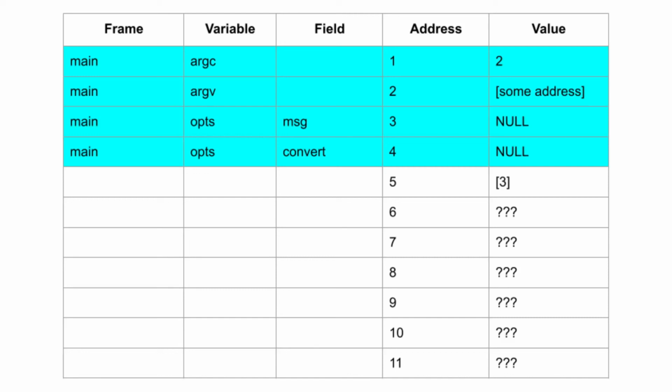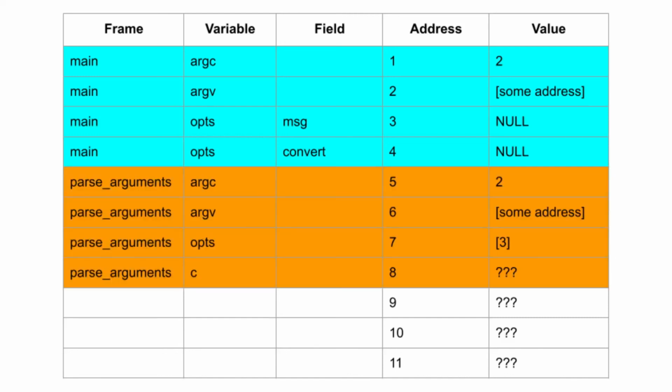Remember that sometimes C has random values for variables. These random values are simply the leftover values from previous stack frames. The parseArguments function is called. The stack frame consists of the parameters to the parseArguments function and the c variable. The getopt function assigns u to the c variable. That sets the convert function in the options to the address of the first instruction of the strToUpper function. The message field is set to whatever argv[2] is in memory. The function returns control to the main function.